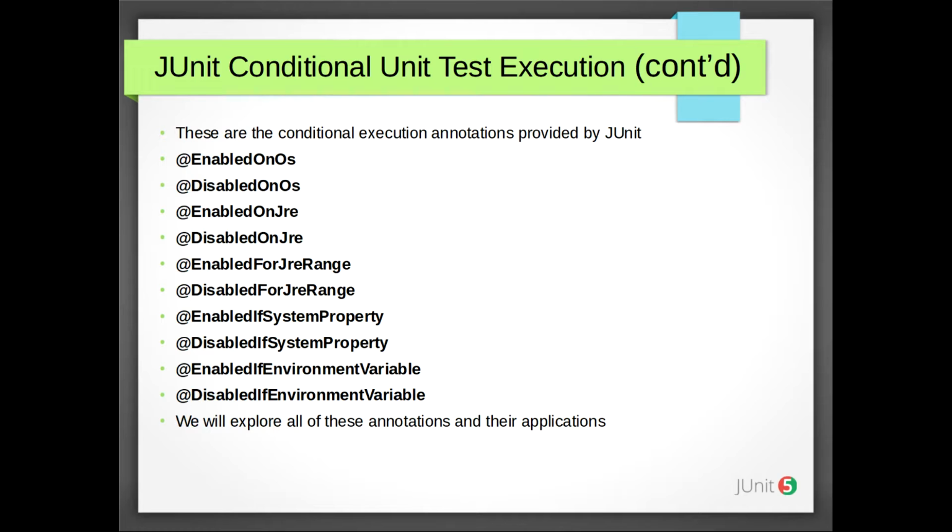These are the conditional execution annotations provided by JUnit. @EnabledOnOs, @DisabledOnOs, @EnabledOnJre, @DisabledOnJre, @EnabledForJreRange, @DisabledForJreRange, @EnabledIfSystemProperty, @DisabledIfSystemProperty, @EnabledIfEnvironmentVariable, @DisabledIfEnvironmentVariable. We will explore all of these annotations in our lab, and we will explore their applications. Let's get started.